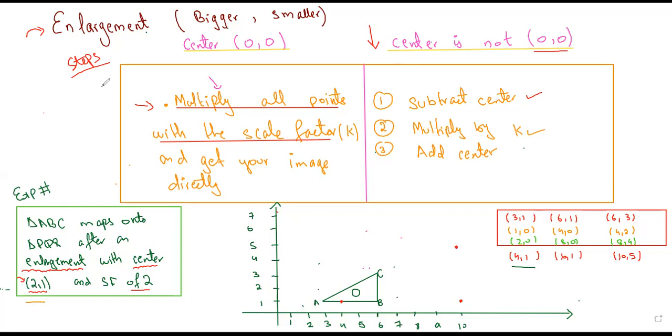And now I'm going to connect these red lines to get PQR. And yes, that is it. This point is P, this point is Q, and this point is R. And this is my image.